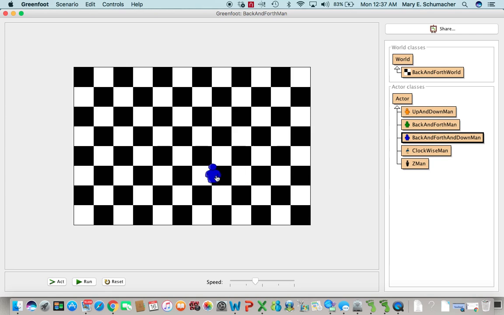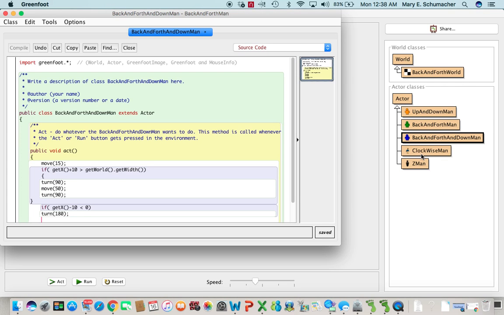Let's see how that guy looks, and we'll run that. Back and forth man moves down and he hits this side. He didn't move down, so we need to fix that. I didn't finish that up. So let's pause. We'll finish back and forth man so that he moves down on both sides.